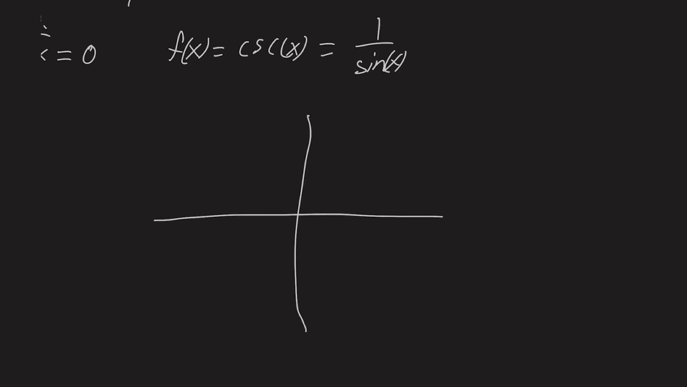Next, let's move on to probably something that's new for a lot of us. f of x equals cosecant x. What is cosecant x? It equals 1 over sine x. So pretty simple now. Okay, let's draw a graph of it.